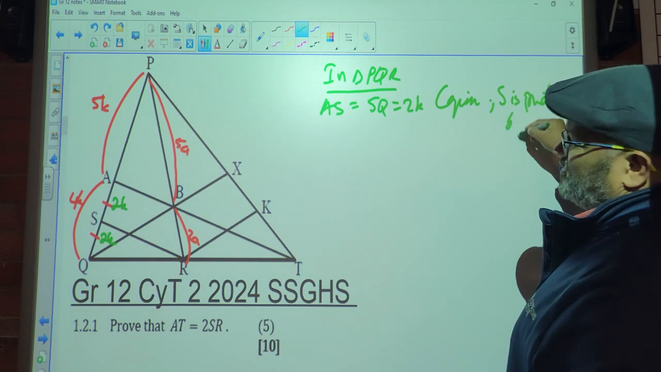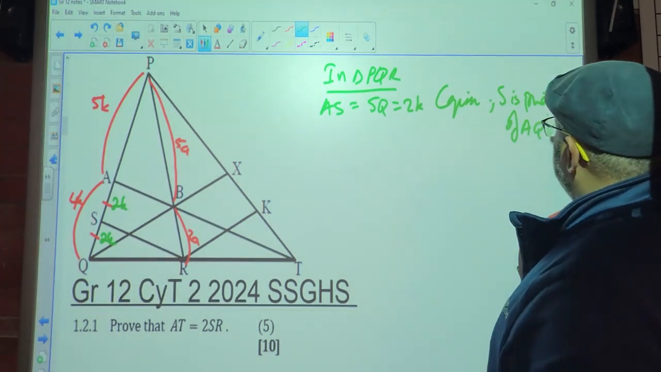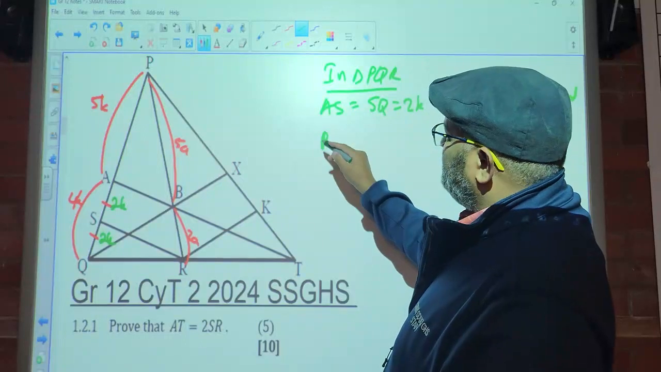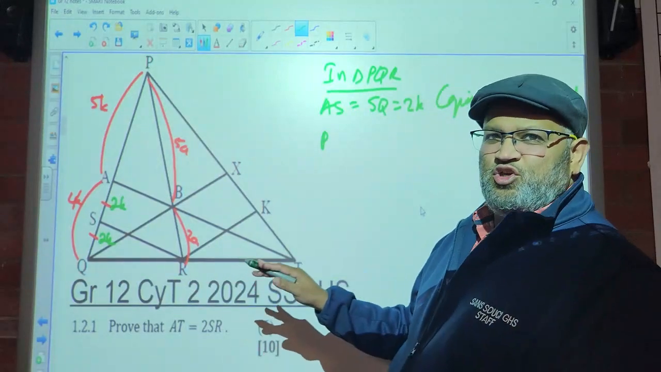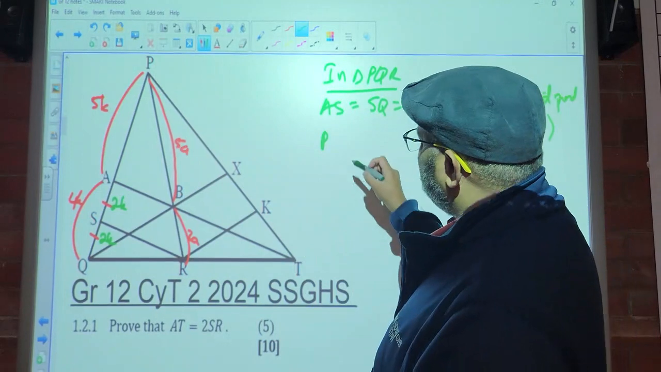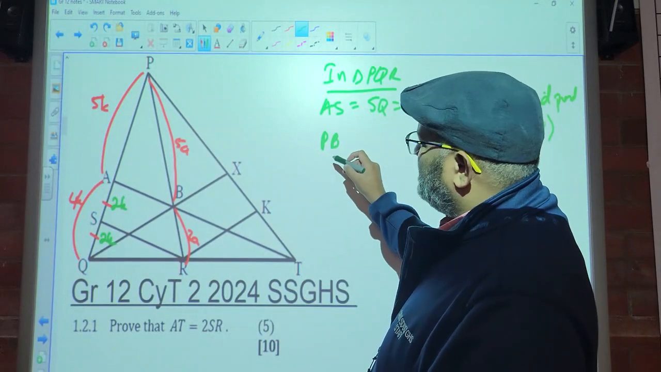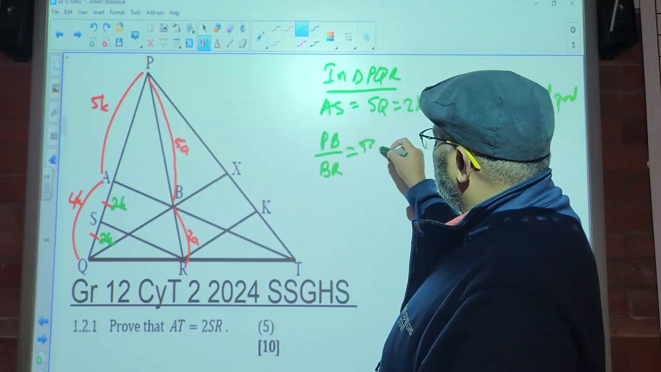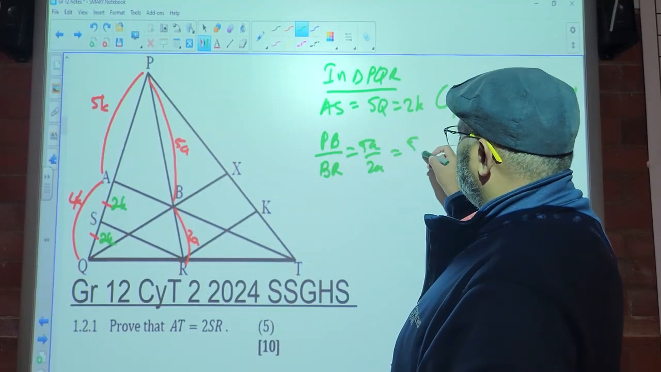S is the midpoint of AQ. Alright. So now we say, again we can't go straight into it, otherwise we're assuming. We have to first set up the grounds for the conclusion. So AB over BR is equal to 5A over 2A, which is 5 over 2.